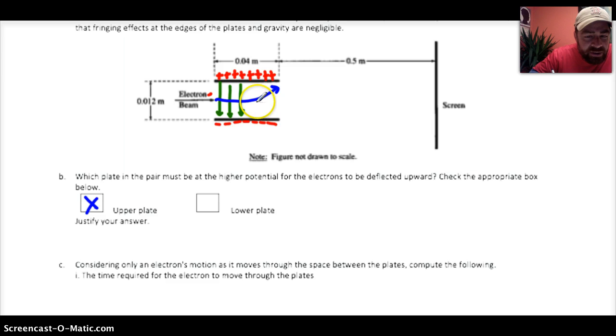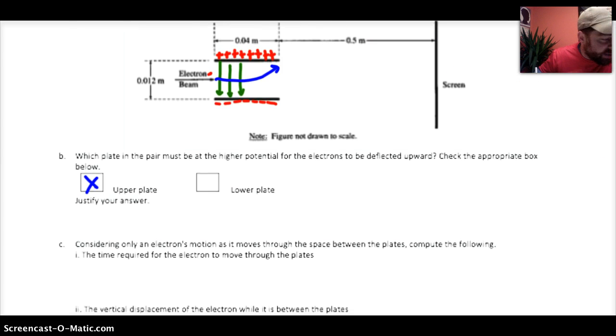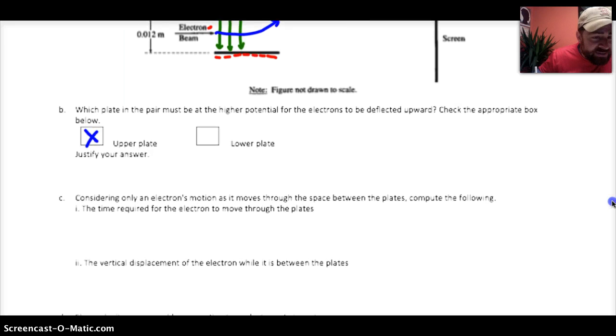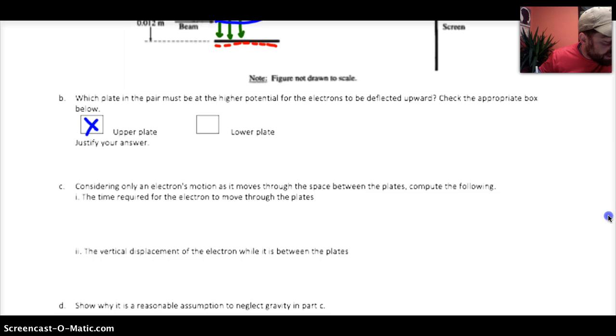It then says, consider only an electron's motion as it moves through the space between the plates, and compute the following. They want to figure out the time that it takes to move through the plates. This is just going to be velocity equals distance over time. So we have the velocity, it's 6 times 10 to the 7th meters per second, and we have the distance.